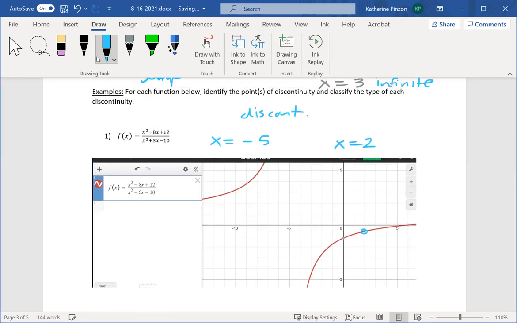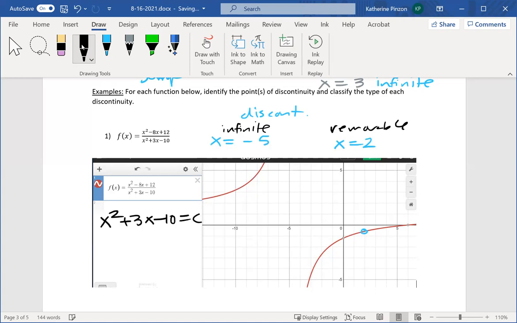What kind of discontinuity is there at x equals -5? Infinite. It has a vertical asymptote there, yeah? How about at x equals 2? What kind are you going to call that one? Removable. Good job. Okay, I can find those places. If you can't find them from the graph, you find them by looking for places where the denominator equals 0.